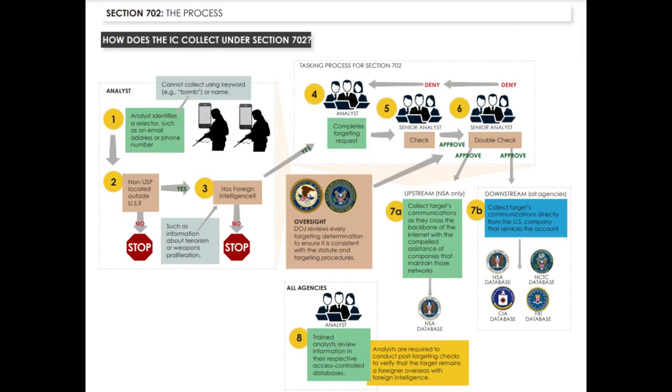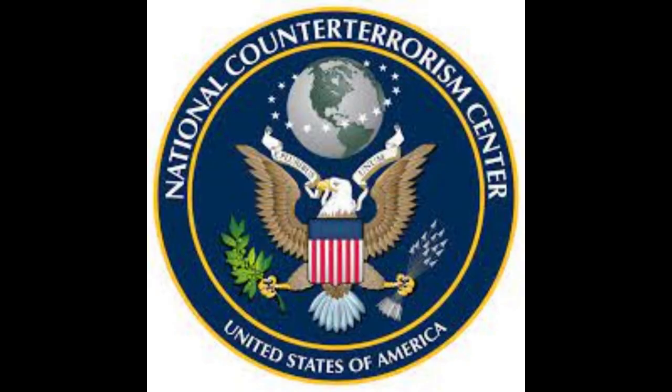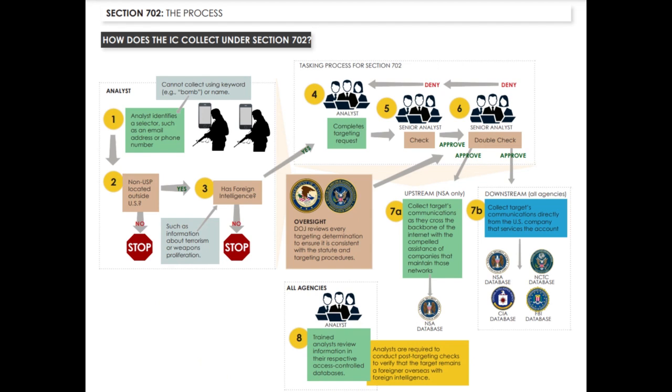Downstream is the second program, and it's available not just to the NSA database, but also to the CIA database, the FBI database, and the NCTC, that's National Counterterrorism Center database. And it allows these agencies to collect communications from the private companies that maintain the target's account.